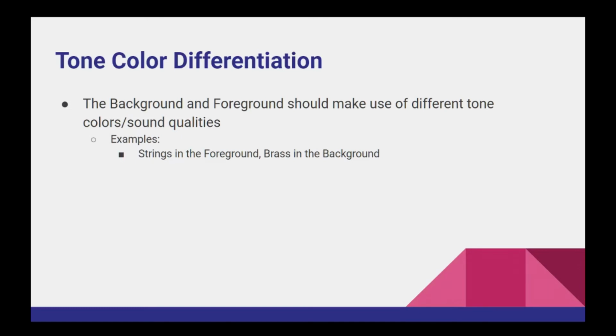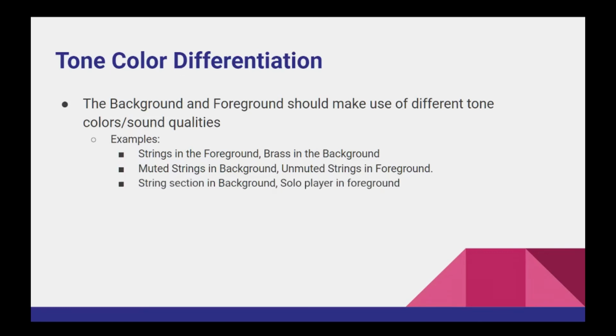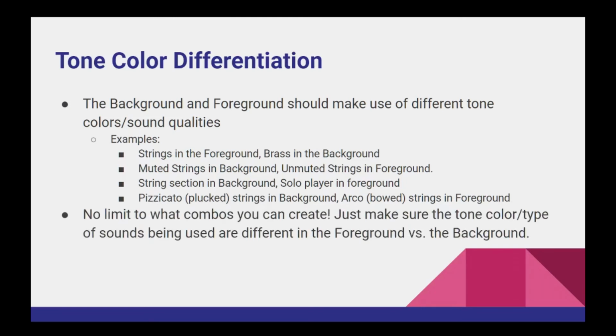For example, let's say we want the string section to play both the melody and the harmony, both foreground and background. Well, you can split between, let's say, muted strings playing in the background, while unmuted strings play the foreground. You could have a section providing the background, and you can have a solo player doing the melody. You could even do pizzicato in the background, where they're plucking the strings, versus arco, or bowing the notes in the foreground. Really, the whole point I'm trying to get at here is that the sky's the limit.